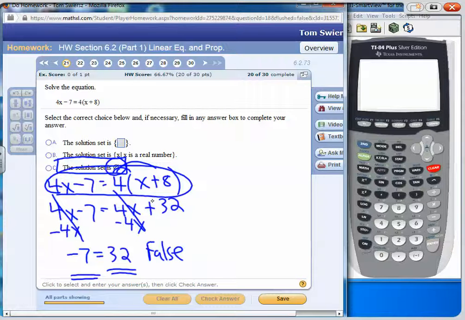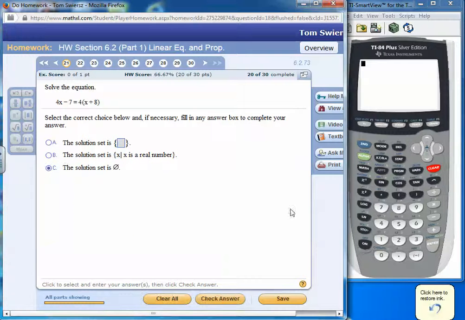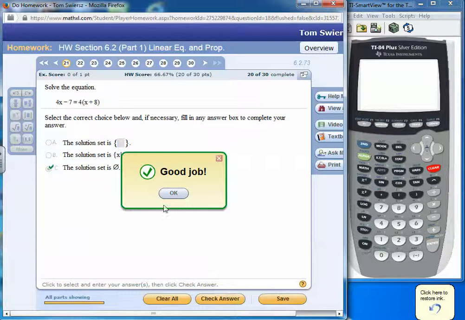So when the variable cancels and you get one number equals a different number, the answer is going to be the empty set. The solution is the line, a 0 with a line through it, indicating there's no solutions. So choice C is the correct answer.